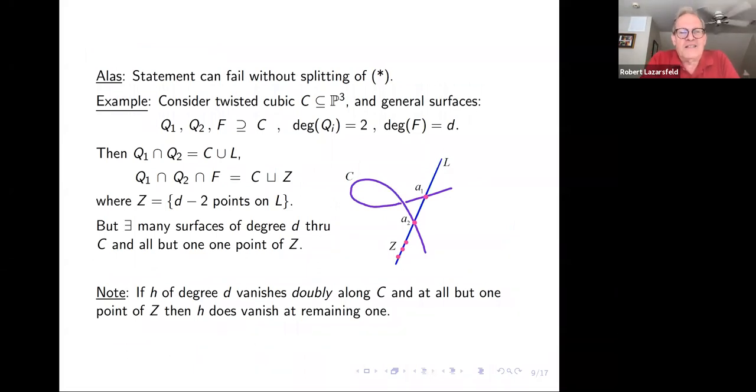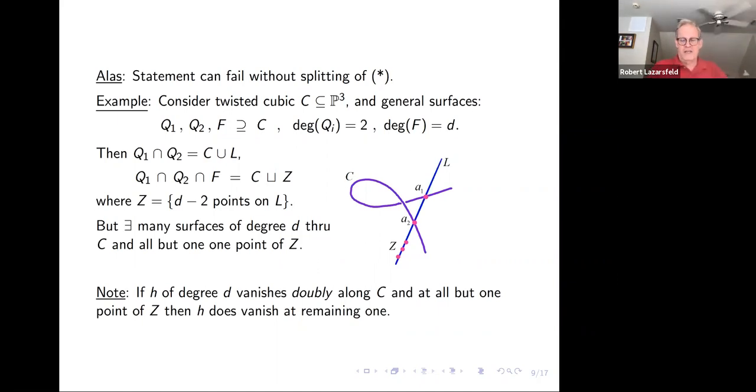So let's consider the following situation. It's basically the first thing you think of, and you'll find that it fails. Take a rational normal cubic, a twisted cubic curve C in P3, and our vector bundle E will be a direct sum of 3 line bundles. I want to look at 3 surfaces passing through C. I want to take general surfaces Q1 and Q2, which will be quadric surfaces passing through C, and F will be some surface of large degree D.